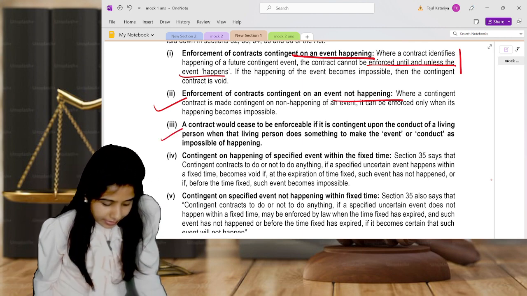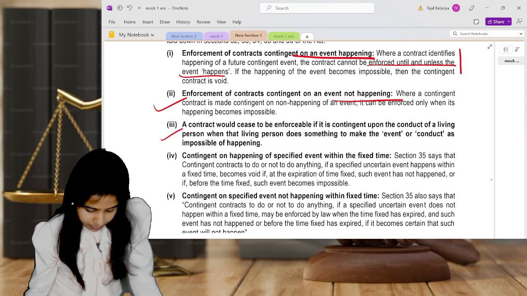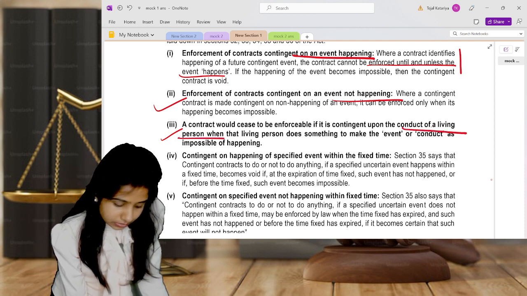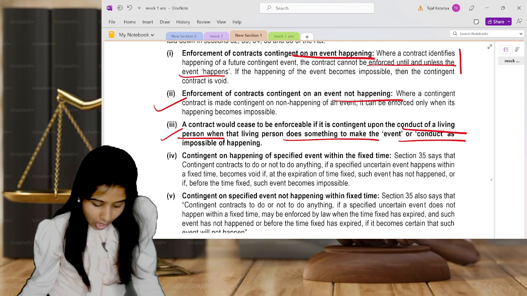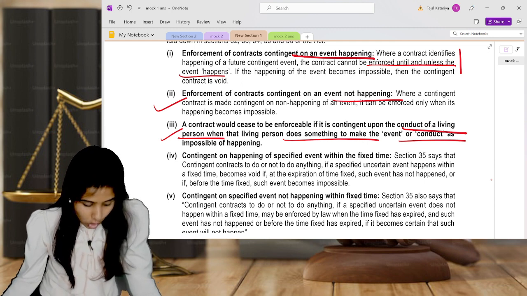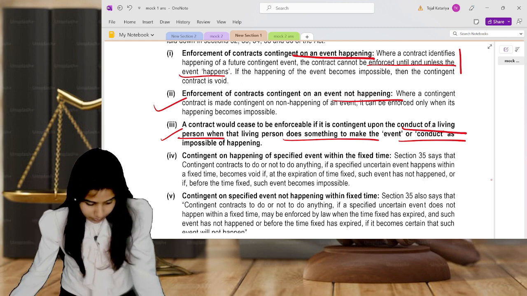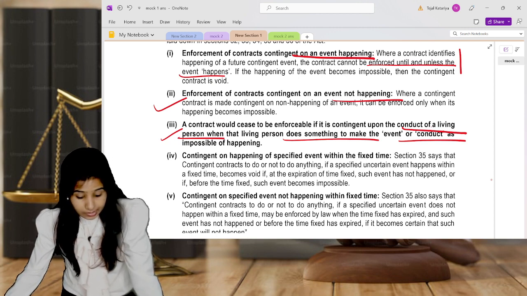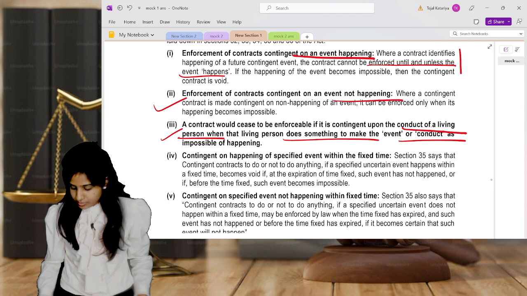The third is, a contract would cease to be enforceable if it is contingent upon the conduct of a living person, when that living person does something to make the event or the conduct impossible of happening. Means what?